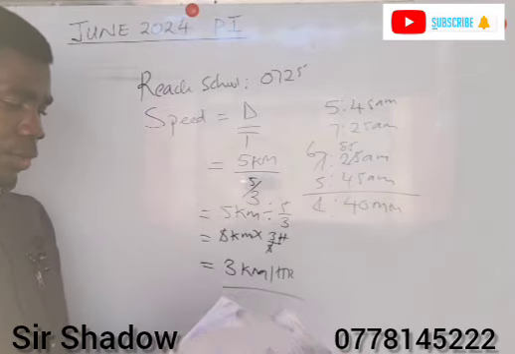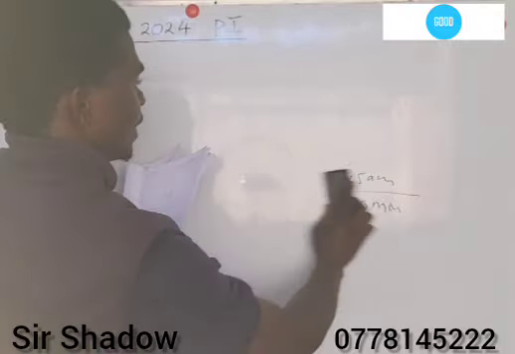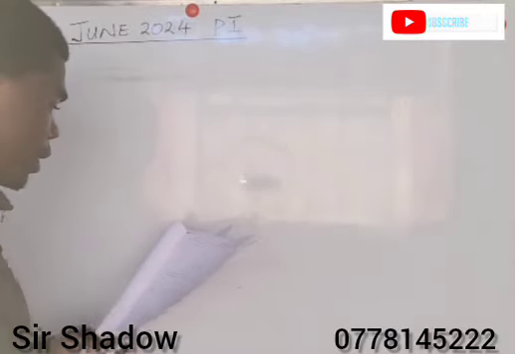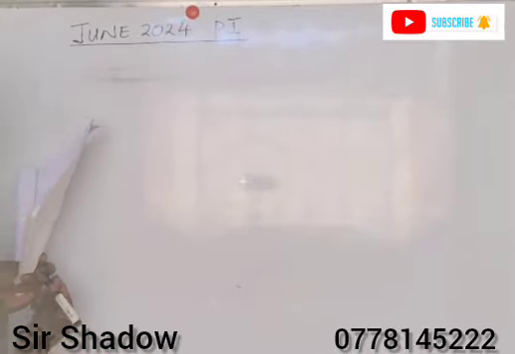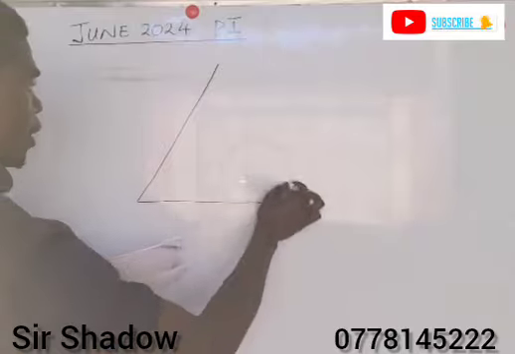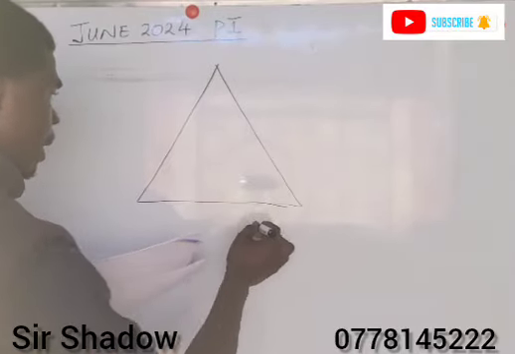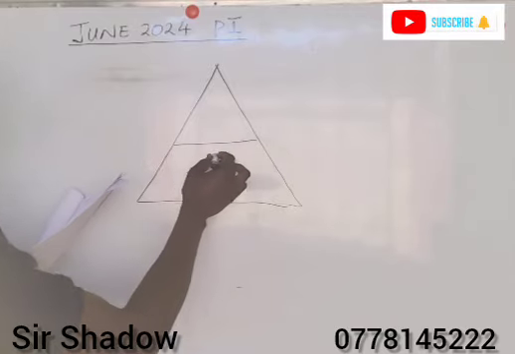Let's move on. Question 13. We are given a diagram in the form of angles. I'm sure you are using your question paper there. We're given this diagram.